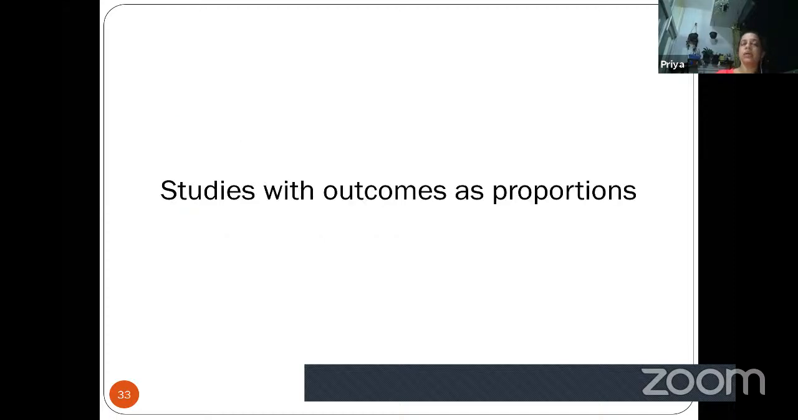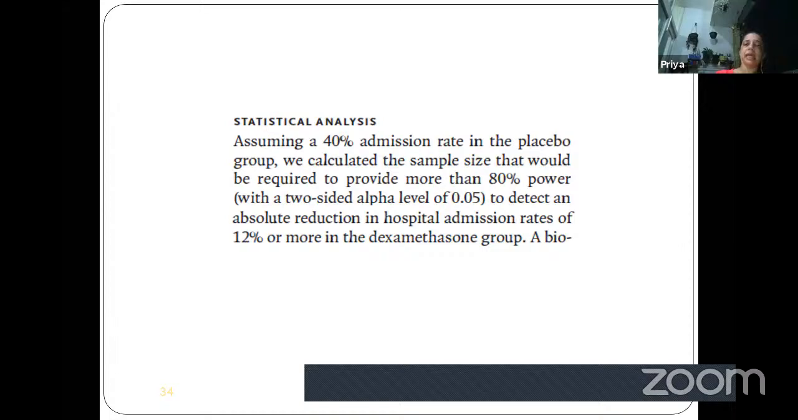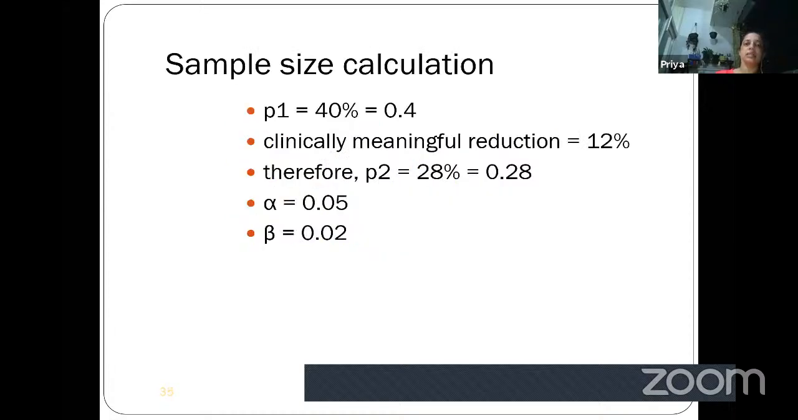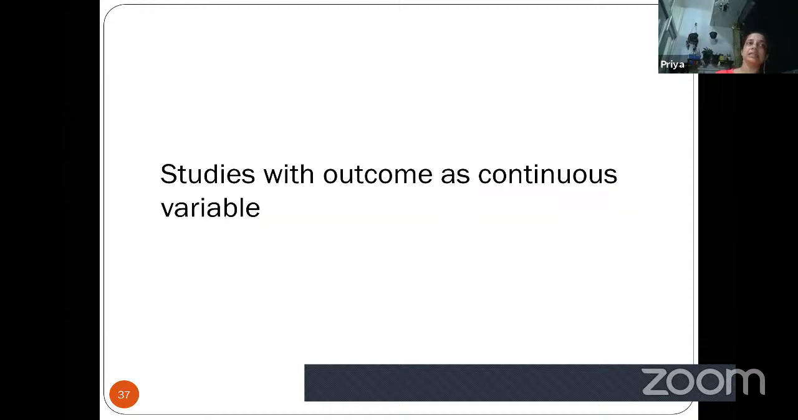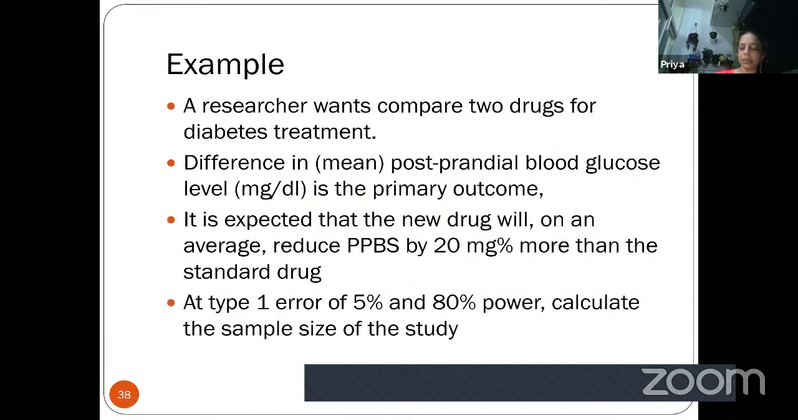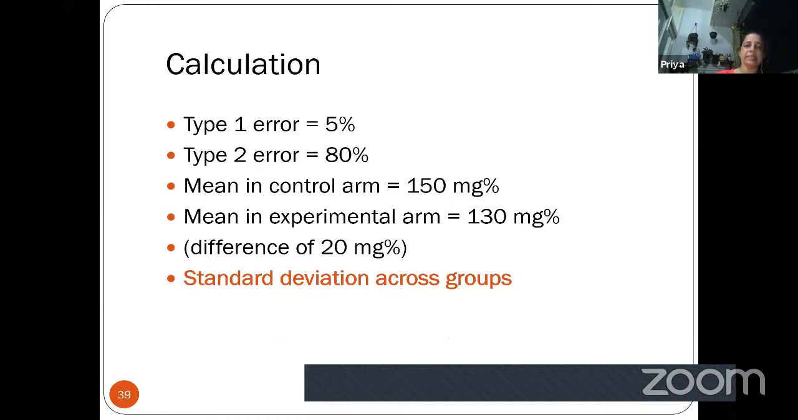This was studies with outcomes as proportions, right? 40% and 28%. Sometimes you'll have studies with outcomes as continuous variables. For example, a researcher wants to compare 2 drugs for diabetes, okay? And his outcome is postprandial blood glucose level. So this is something which is measured in milligram percent. It is a continuous type of data. And he expects that the new drug will reduce PLBS by 20 mg% more than the standard drug. Okay. Again, 5% type 1 error, 80% power. And this would be his calculation.